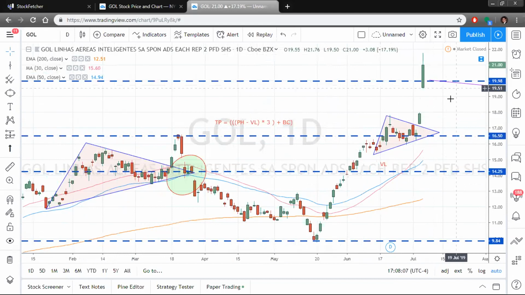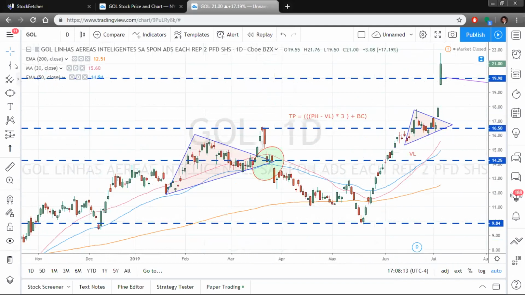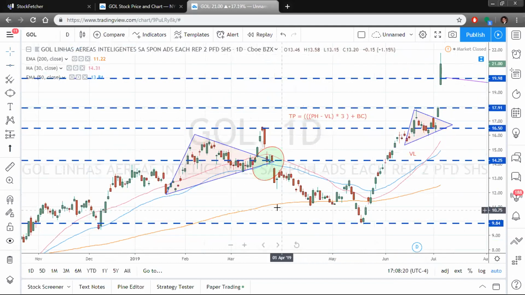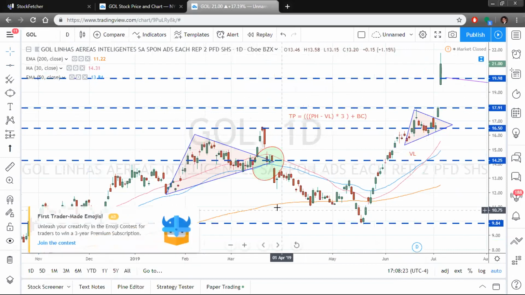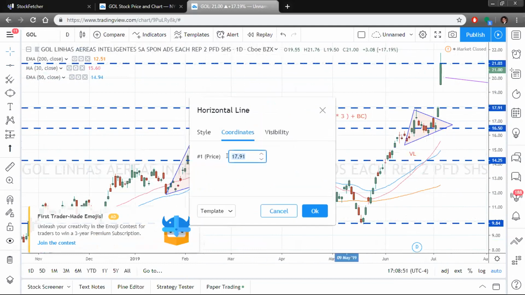Our breakout is this guy here, right? This is our breakout. So that big gap up candle is not the breakout. You can also use that one, but probably that might be too high. So I'll use the first breakout because this one was really the first breakout. 1791 or around, let's say 18.